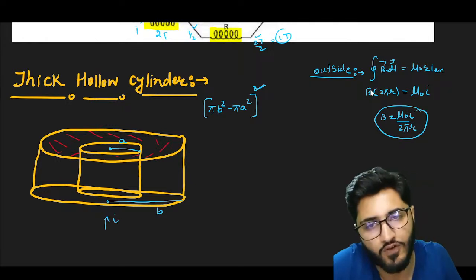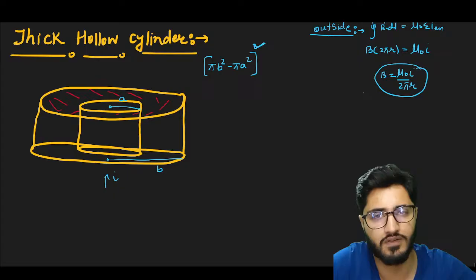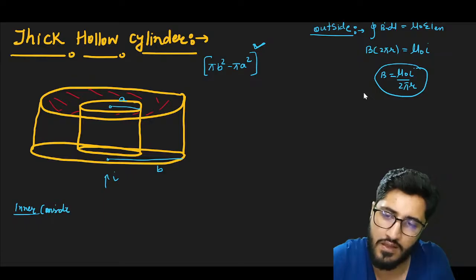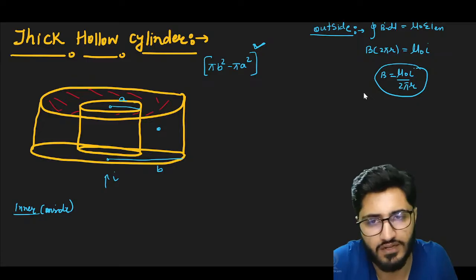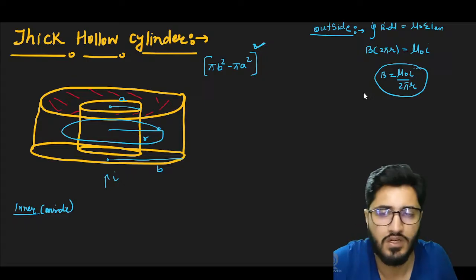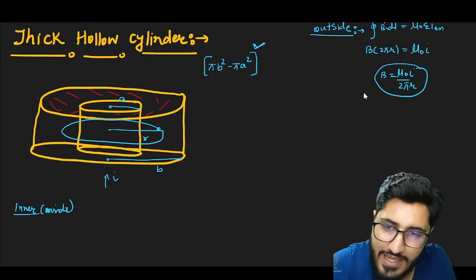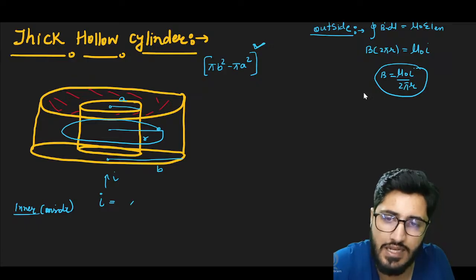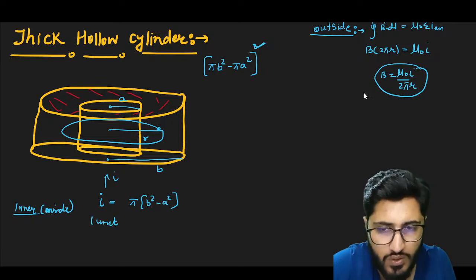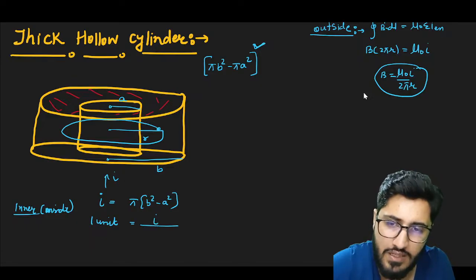But one thing is there now. If you want to find it for the inner one, the inside part, suppose inside means here, and the radius here is r. So how to find it now? Look, my current I is present in the area pi b square minus a square. In one unit of area, my current will be I divided by pi b square minus a square.